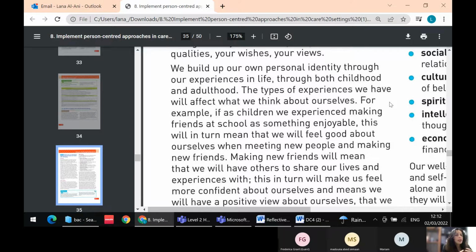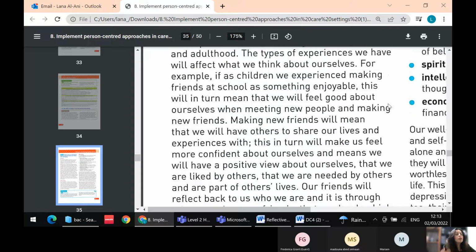For example, as a child, we experience making friends at school, or maybe do something enjoyable with them. And this will mean we feel good about ourselves when we meet new people. And also making new friends will mean we will share life experiences. We will have better and bigger experiences. We will build better, bigger confidence for ourselves. All this will improve our well-being, will make us live happily, will make us live better.